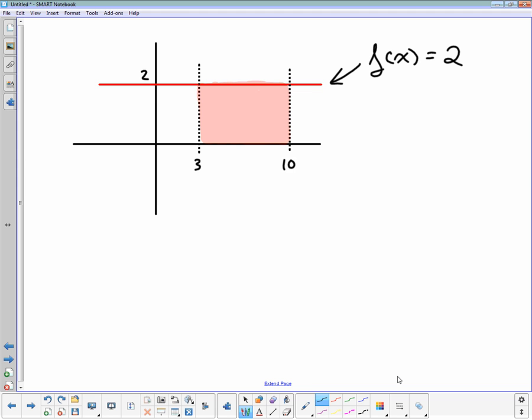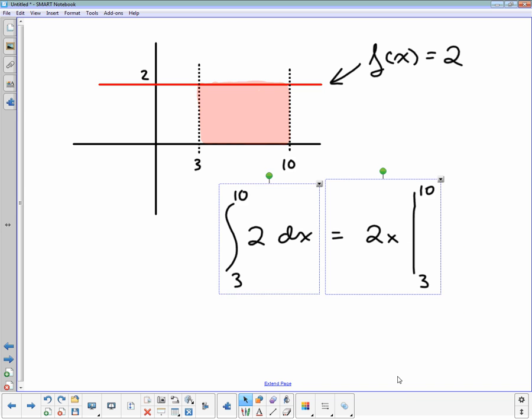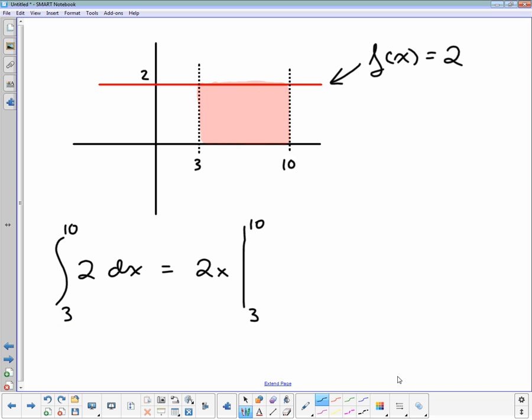So let's integrate that from 3 to 10. It's the area under the curve. When we integrate this, we now get 2x evaluated between 3 and 10. Now we have 2, substitute in the 10, 2, substitute the 3, gives me 20 minus 6, which is 14, which is what we had expected.